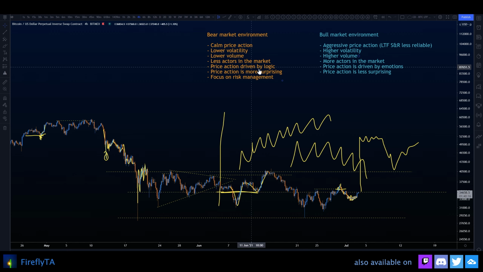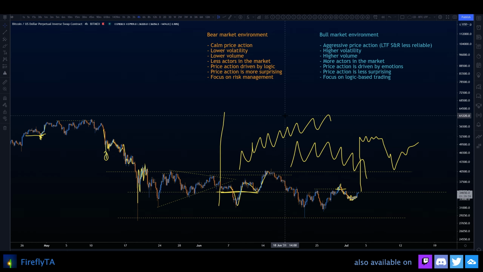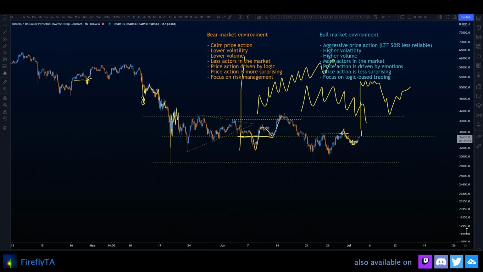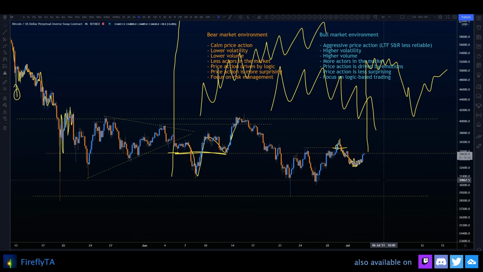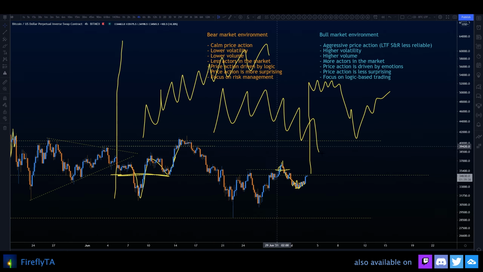Whereas price action in a bear market environment is already logical, in a bull market environment, it is less logical, it is more emotional. So you have to put in more logic here. So focus on logic-based trading, right? This is what is missing here. It's an emotional market, you have to focus on logic. This is an unemotional market, but a surprising one, so you have to focus on risk management. If you understand this, you realize how important it is to adapt.